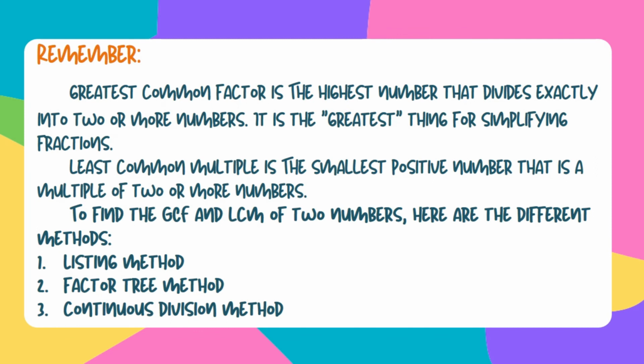Remember, greatest common factor is the highest number that divides exactly into two or more numbers. It is the greatest thing for simplifying fractions. Least common multiple is the smallest positive number that is a multiple of two or more numbers. To find the GCF and LCM of two numbers, here are the different methods. Method number 1, listing method. Method number 2, factor tree method. And method number 3, continuous division method.